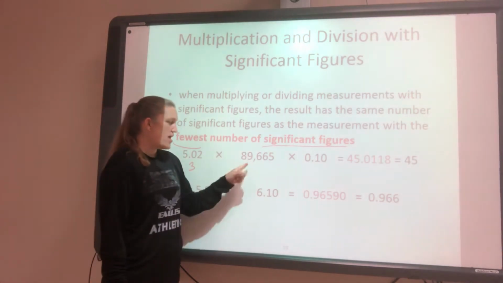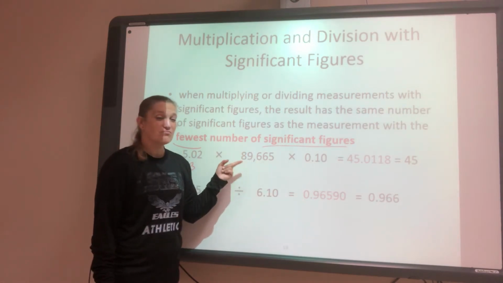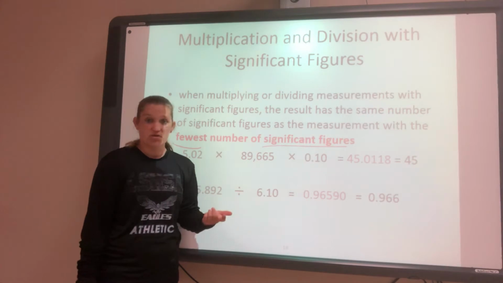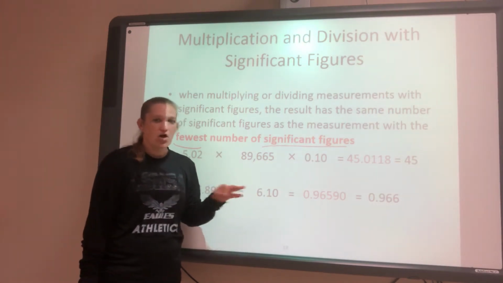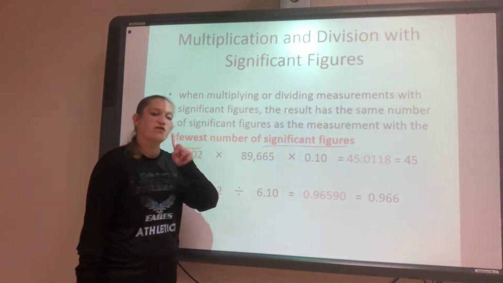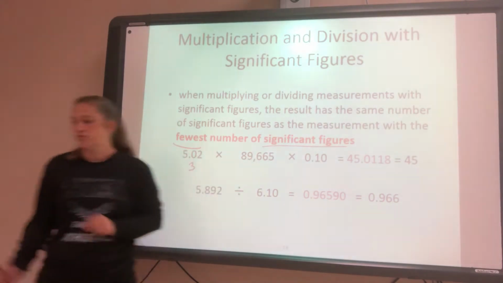Here, now, a lot of people sometimes will think this is ambiguous, but remember, these are all non-zero, which means they all count. Just because there's not a decimal doesn't mean it's ambiguous automatically, so don't go there. Rule number 1, if it's not a 0, it counts. So this means that all 5 of these count.